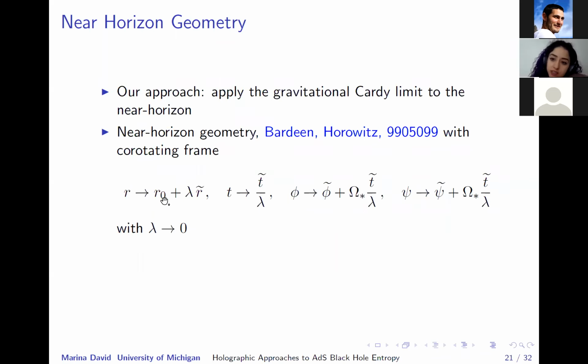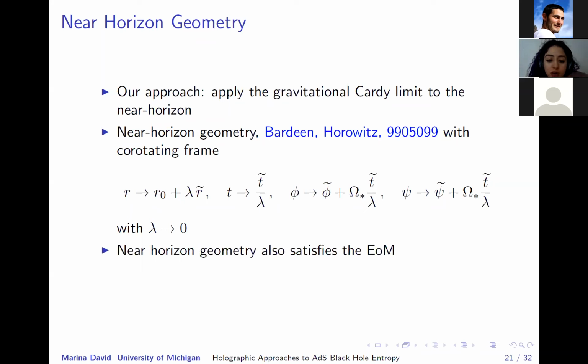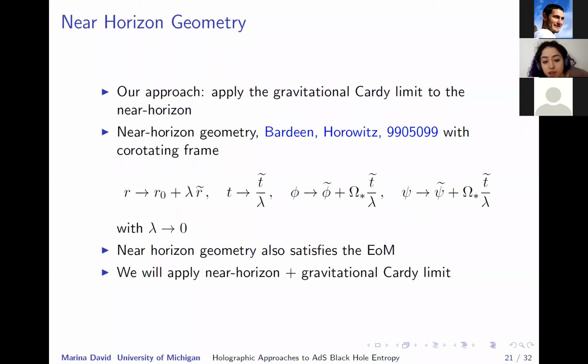So our approach will be to study the near horizon solution in a co-rotating frame. R0 here is the horizon of the black hole, particularly at extremality, so R plus equals RH, and we take lambda to 0. Just a comment that the near horizon does indeed satisfy the equations of motion. We will now apply this near horizon scaling and the gravitational Cardy limit to study the geometry there.